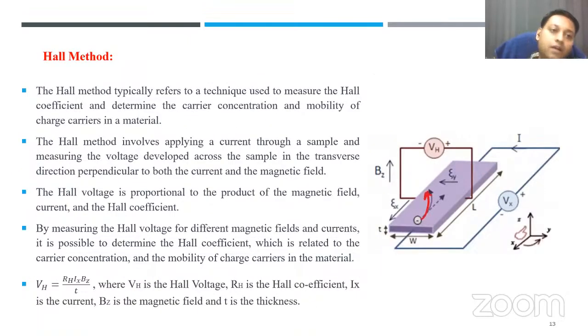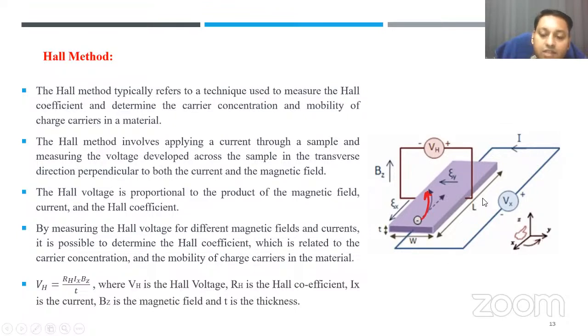Now we move to another property, using the Hall method that we determine the magnetic property. Okay, so all of you are aware of the Hall technique. So in the Hall method, it refers to a technique used to measure the Hall coefficient and determine the carrier concentration and mobility of charge carriers in a material. And it involves applying a current to a sample and measuring the voltage developed across the sample. However, it is different from the 4-probe method. The reason is that it is placed inside a magnetic field. So, in the transverse direction perpendicular to both the current and the magnetic field, the voltage will be developed.